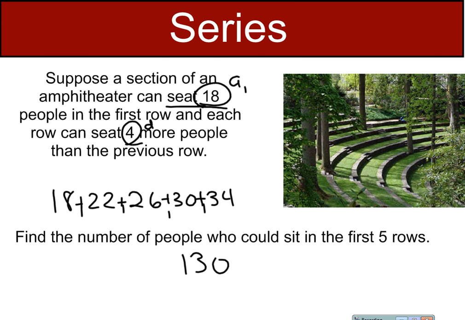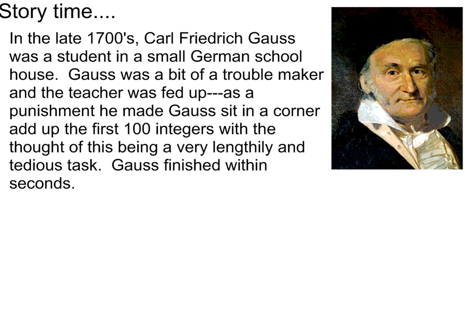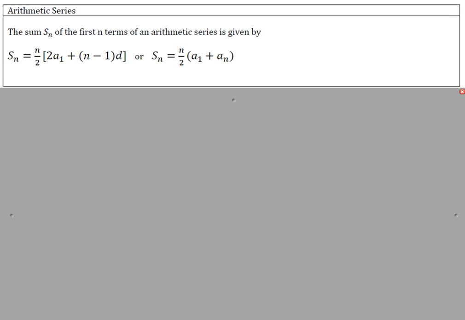All right, so let's keep going here. So, story time. In the late 1700s, Carl Friedrich Gauss was a student at a small German schoolhouse. Gauss was a bit of a troublemaker, and the teacher was fed up. As a punishment, he made Gauss go sit in a corner and add up the first 100 integers, with the thought of this being a very lengthy and tedious task. Gauss finished within seconds. So how did he do it? Well, he ended up doing what is called an arithmetic series sum.